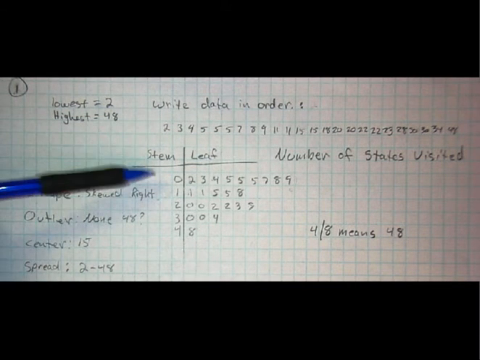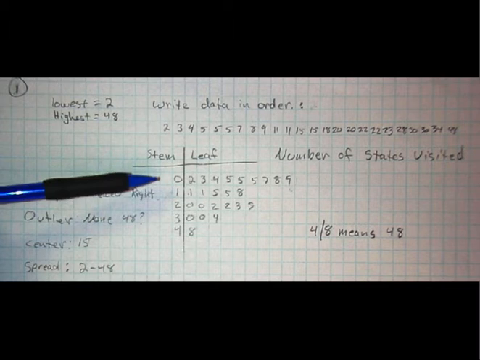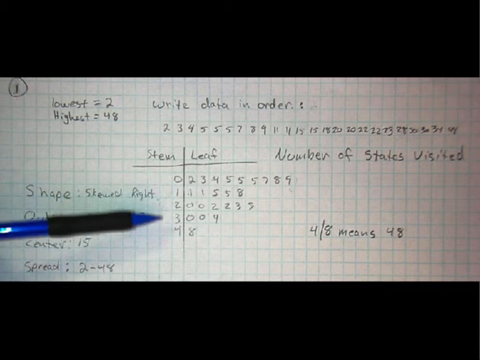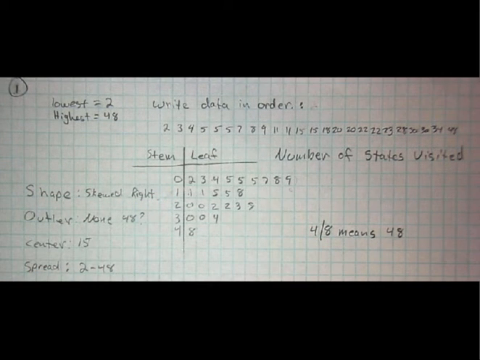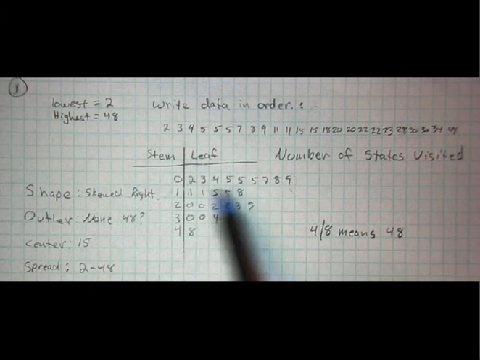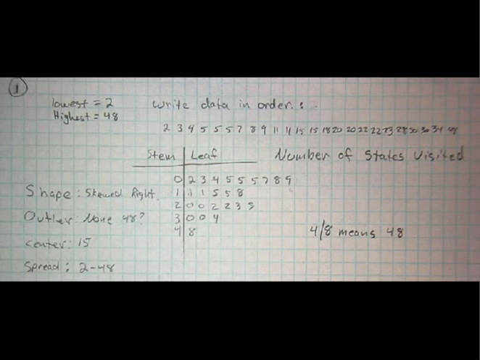Because we have single digit numbers, we're going to start with a 0, and then we have the teens, the 20s, the 30s, and the 40s for the rest of our stems. So you're going to take the numbers here and line them up in order from smallest to largest, making sure that they're evenly spread out.